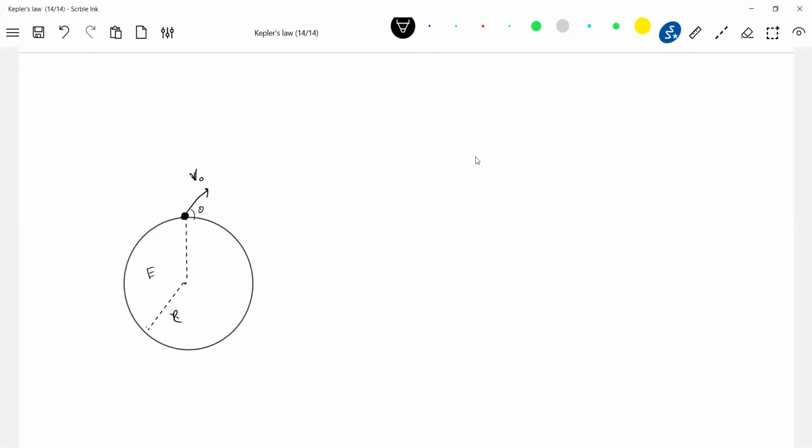Now this is the earth. Mass of the stone, let it be m. Now what is the maximum height attained by the stone? I'm projecting at an angle theta, you can see it. How will it move? Sir, isn't it projectile motion?